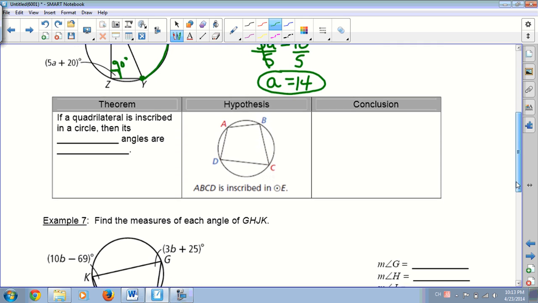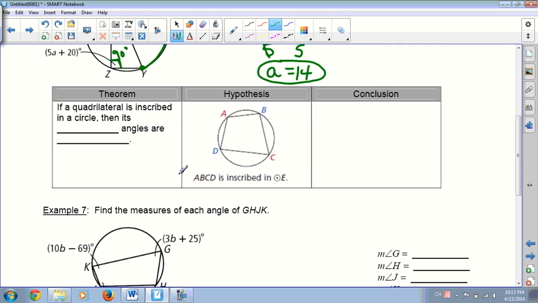Okay. Our last theorem we're going to talk about today is: if a quadrilateral is inscribed in a circle, that means within the inside of the circle and all the vertices are on the edge of the circle, then its opposite angles are supplementary. In other words, they add up to 180 degrees.